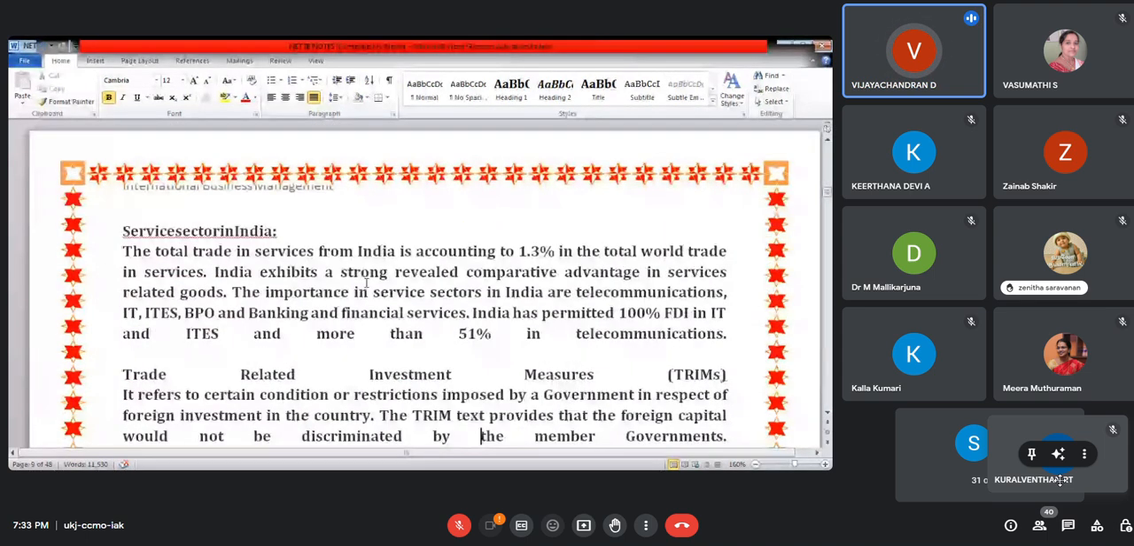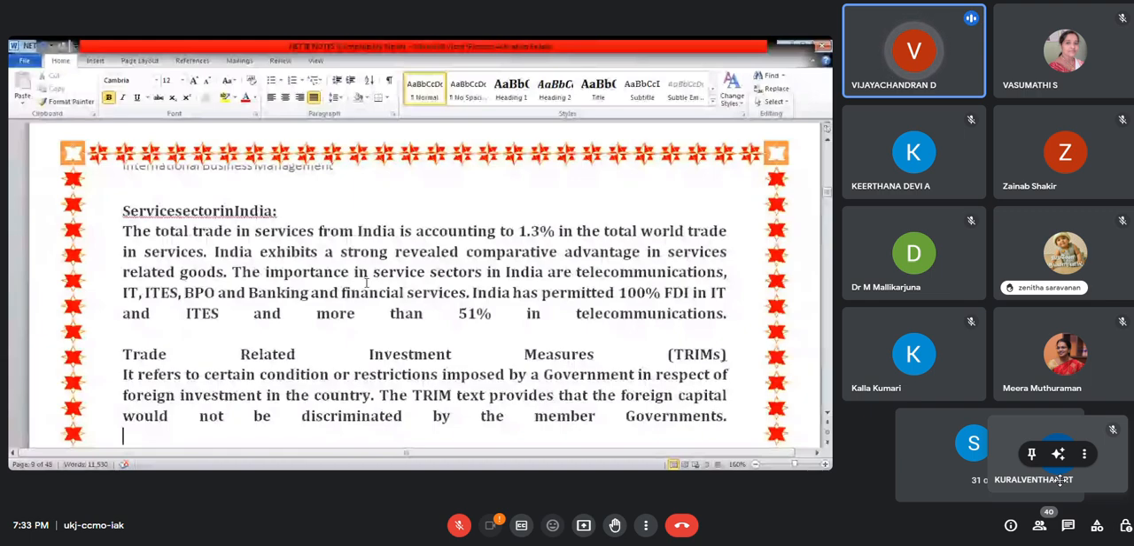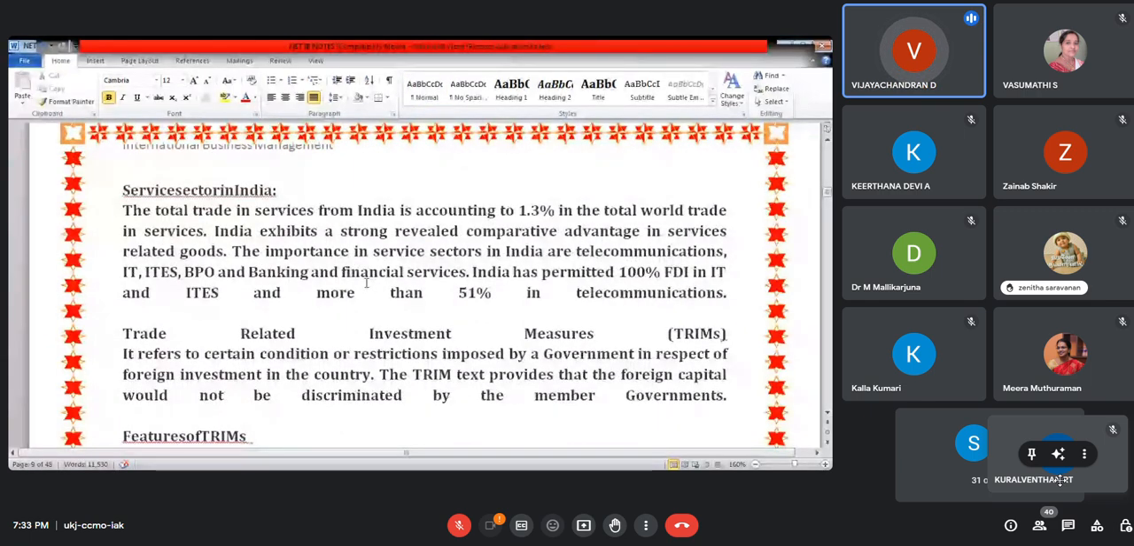So this slide is showing the service sector in India. The total trade in services from India is 1.3 percent. Out of the total world trade, only 1.3 percent is contributed by India in the form of services, like telecommunication, IT, information technology, BPO, ITES, banking, insurance, financial services. So these are the majority of the services exported by India.